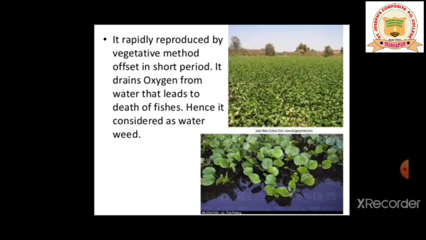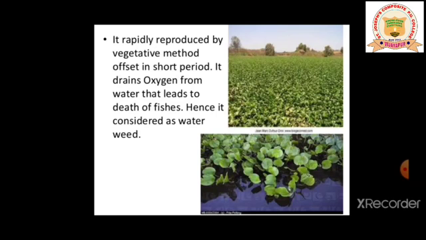It rapidly reproduces by the vegetative method, as I just said, by offset. In a short period, it drains oxygen from the water. That leads to the death of fishes, hence it is considered a water weed.